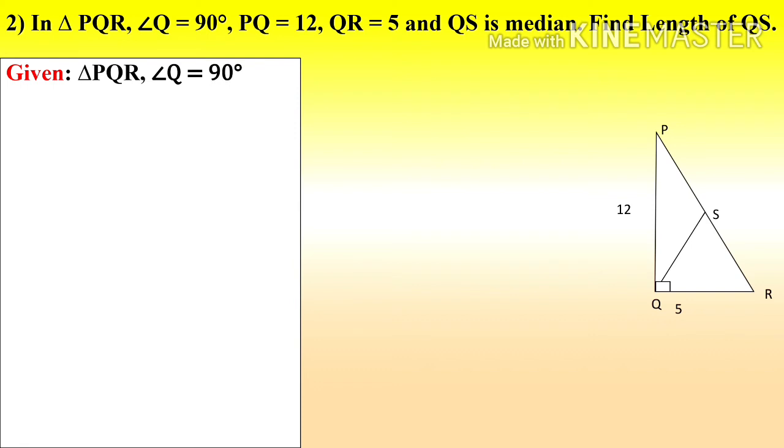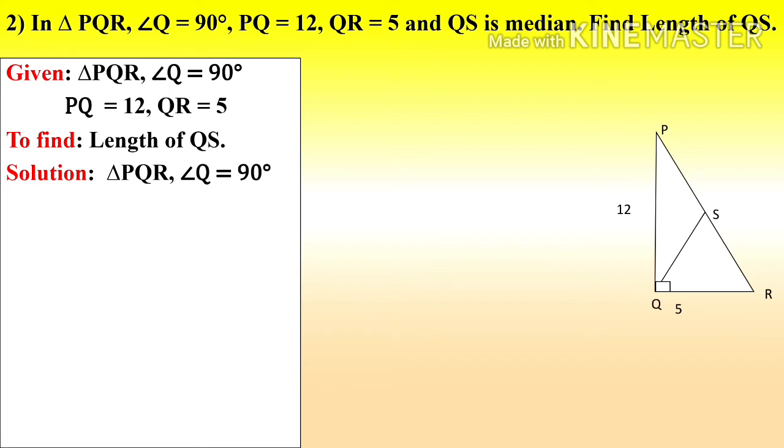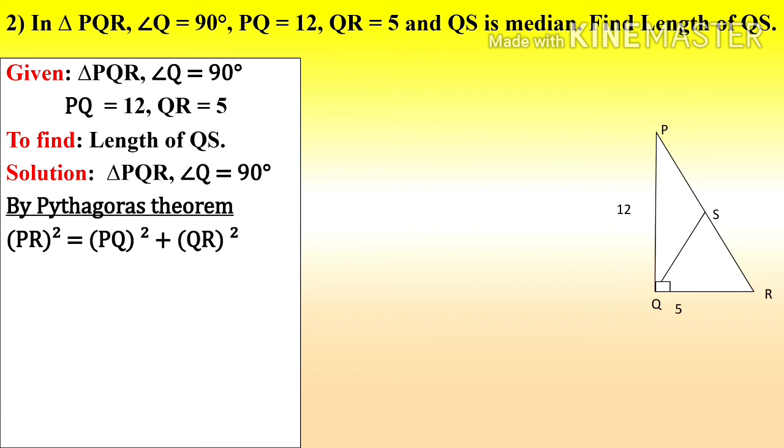First of all, write the given information. Triangle PQR, angle Q is 90 degrees, PQ is 12, QR is 5. Now student, here we have to find the length of QS. Very good. Solution. In triangle PQR, angle Q is 90 degrees. By Pythagoras theorem, here PR is the hypotenuse of the triangle. PR square is equal to square of PQ plus square of QR. Substitute the value of PQ as 12 and QR as 5.